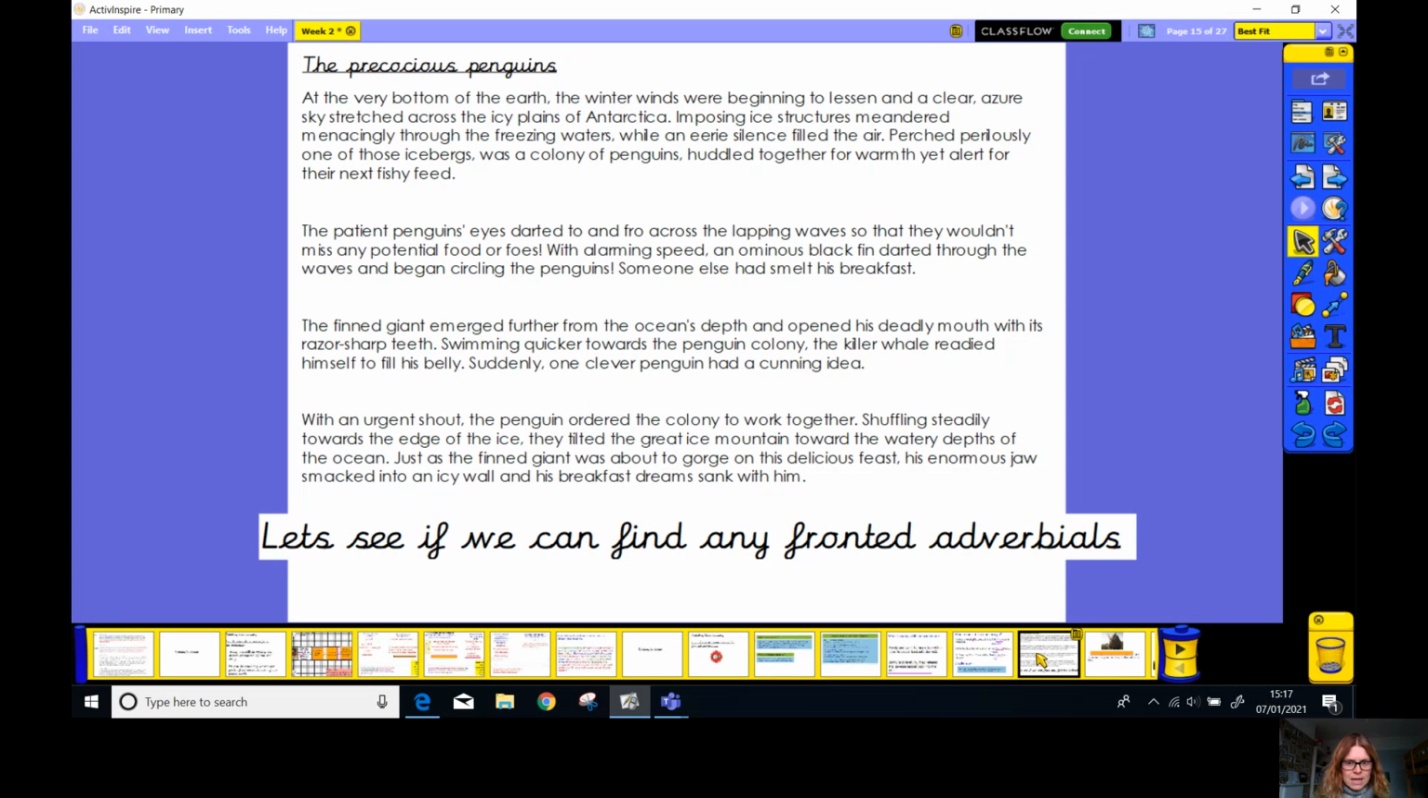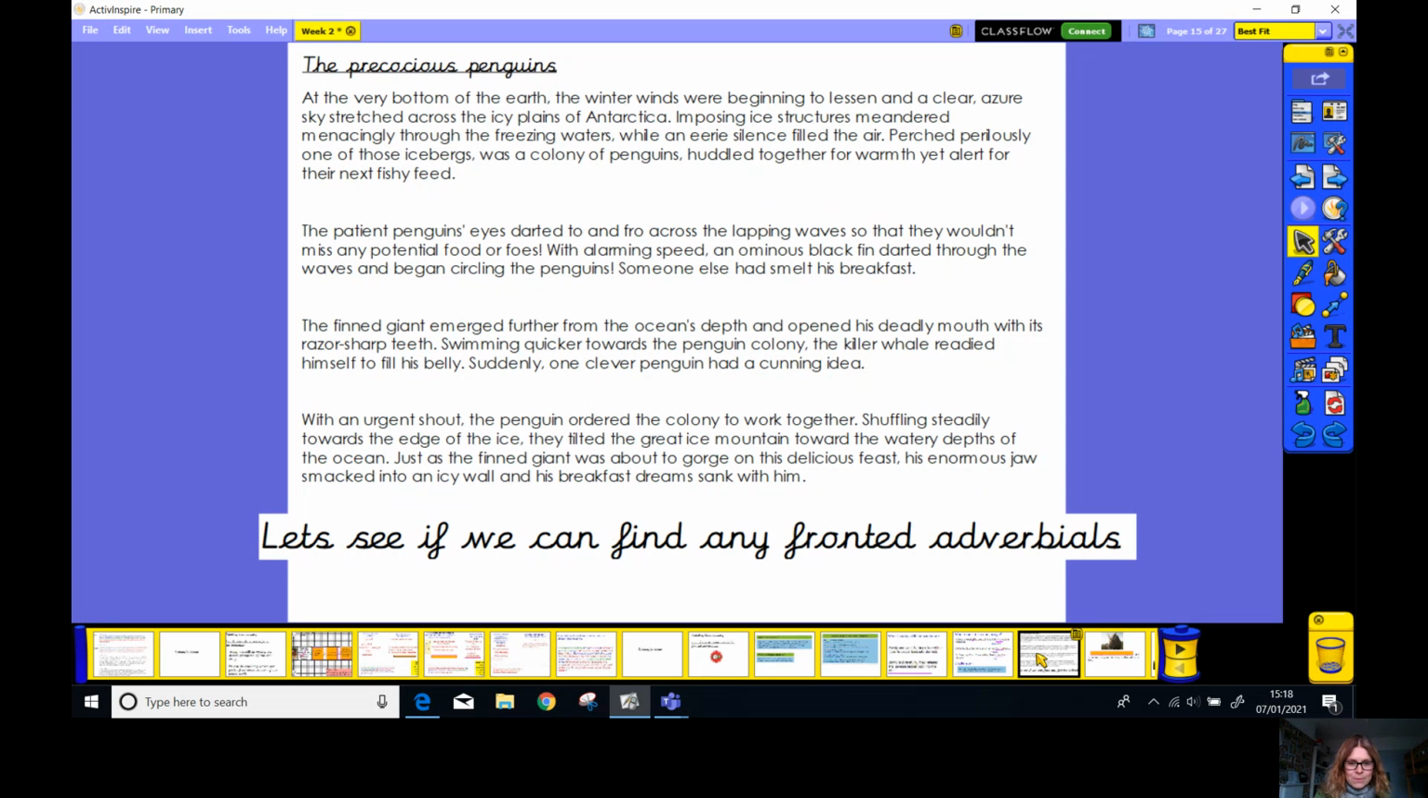With alarming speed, an ominous black fin darted through the waves and began circling the penguins. Someone else had smelt his breakfast. The finned giant emerged further from the ocean's depths and opened his deadly mouth with its razor-sharp teeth. Swimming quicker towards the penguin colony, the killer whale readied himself to fill his belly.